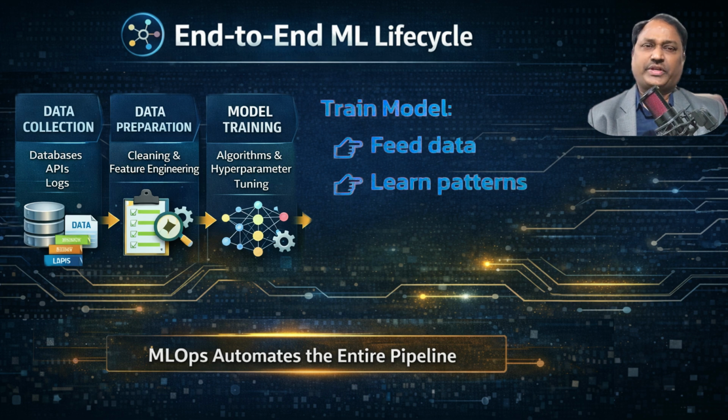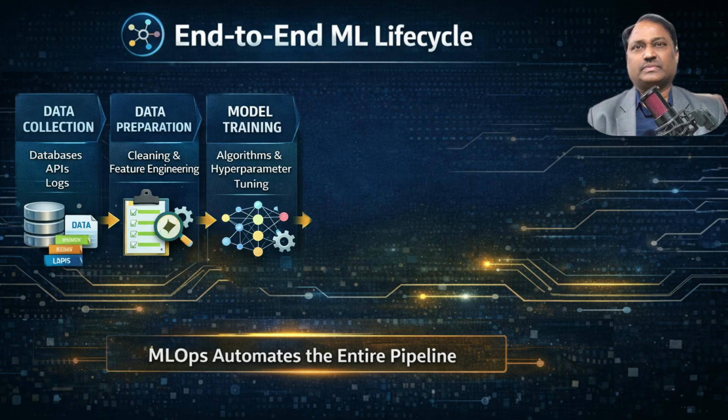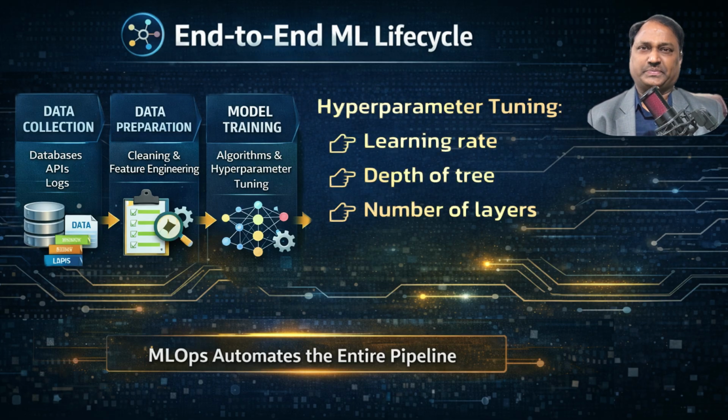As part of that, feed data provides input data to the model for learning. Learn patterns, the model identifies relationships and patterns within the data. Then another one is hyperparameter tuning. Learning rate controls how quickly the model updates during training. Depth of tree defines how complex a decision tree can grow. Number of layers determines the depth and complexity of a neural network. This step is not just training, it's about finding the best performing model.